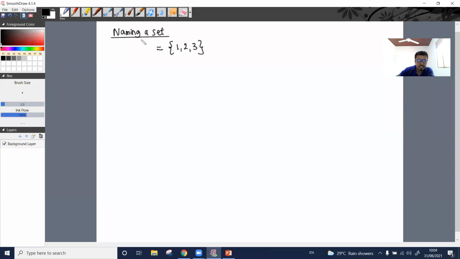Using any of the capital letters, right? It can be A, it can be B, it can be C, it can be any letter, but it should be what? It should be a capital letter.